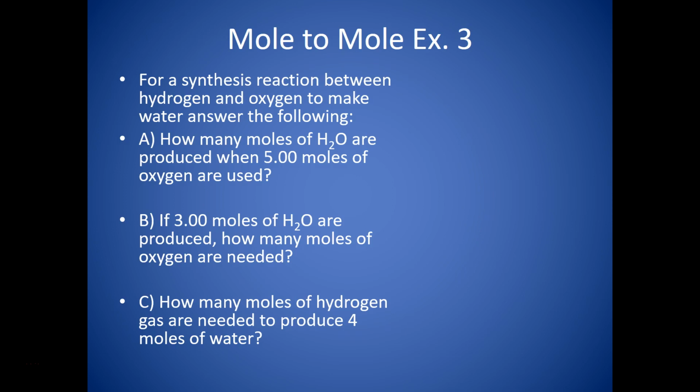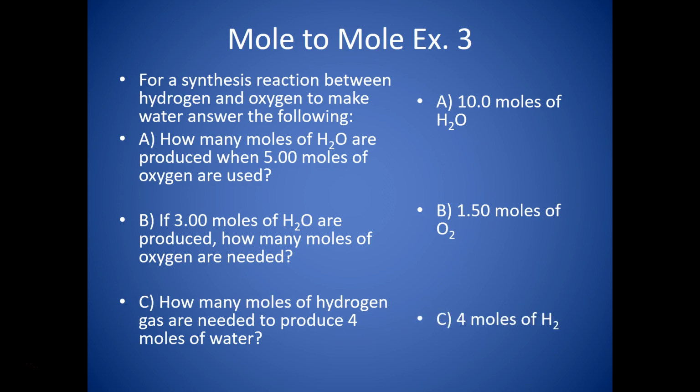All right, let's see how you did. For A, for how many moles of water are produced from 5 moles of oxygen, you should have gotten 10 moles H2O. For B, you should have gotten 1.50 moles of O2. And for C, you should have gotten 4 moles of H2. If you didn't, rewatch the earlier slides in this video and then try it again. You can always come with questions tomorrow.